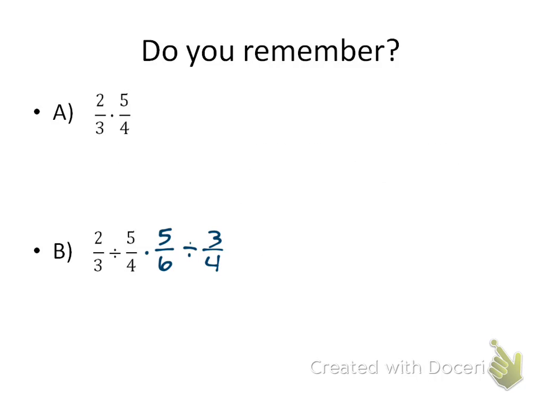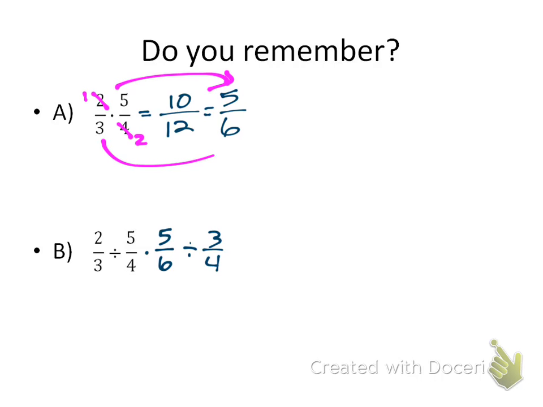So remembering how to multiply fractions, we multiply across, 2 times 5, 3 times 4, and we reduce. Or we could reduce along the way. We could have seen that 2 goes into 4 twice, and then I could have seen how it reduced to 5/6.